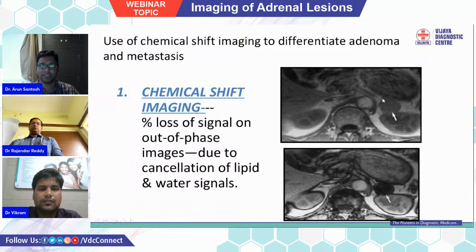Here this is the in phase image, where we can see the lesion is almost iso-intense to adjacent liver and renal cortex, whereas in opposed phase images the lesion is appearing very blackish or hypointense as compared to the adjacent liver and adjacent renal cortex. This is because of what is called the loss of signal on out phase images due to the cancellation of lipid and water signals. So this confidently tells that this is a lipid containing lesion and suggestive of an adenoma.